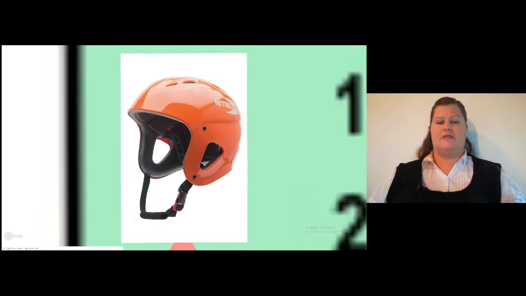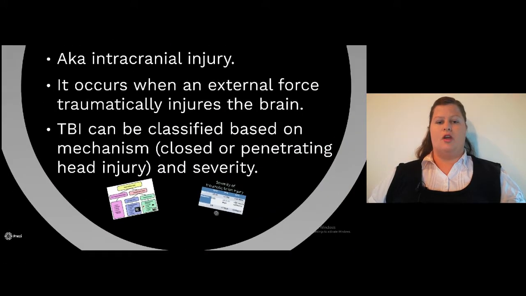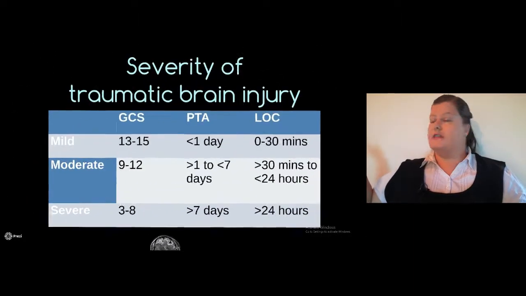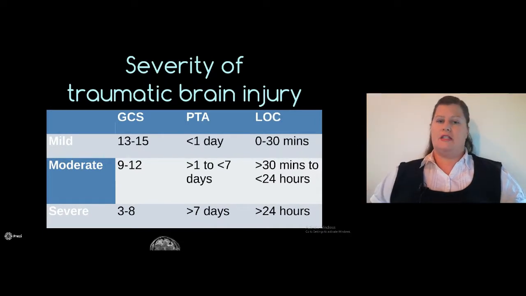TBIs tend to be classified by severity and mechanism. Whilst all types of TBIs can cause long-term significant impairment, more severe TBIs are more likely to have lasting impacts. As seen in this table, there are three main severities of traumatic brain injuries: mild, moderate, and severe. These are classified using the Glasgow Coma Scale, which grades a person's level of consciousness, and post-traumatic amnesia, that being a time frame, and loss of consciousness, or time spent unconscious.